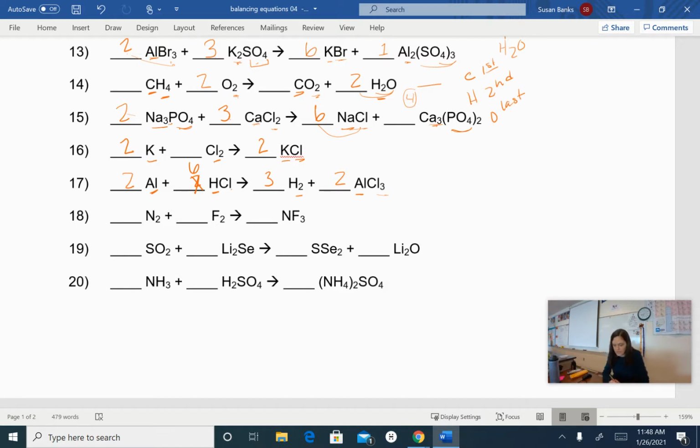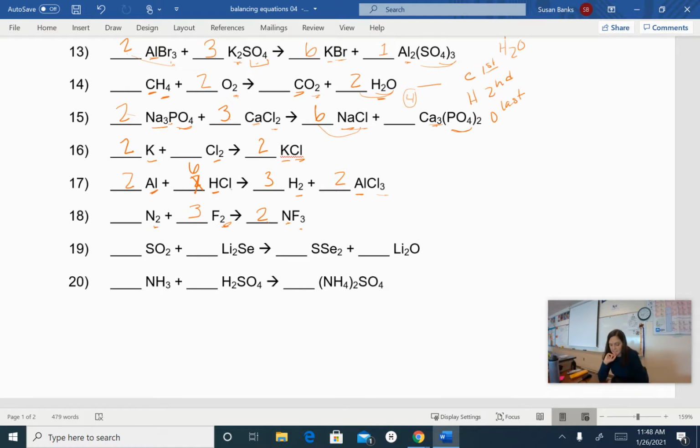Okay, number 18. I've got groups of 2 for my nitrogen. I've got groups of 1. So let's put a 2 here so I can have 2 nitrogens. So 2 times 3 gives me 6 fluorines. 6 divided by 2, I need 3 fluorines on this side. Okay, how'd you do on that one?